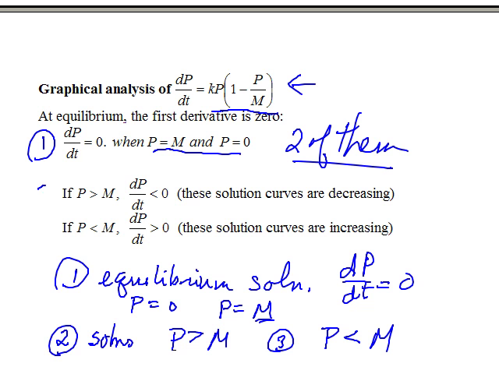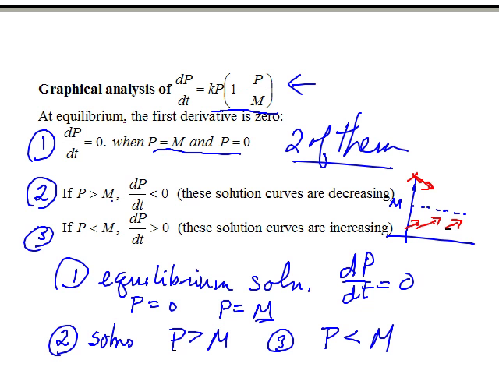Now we're going to say what happens if p is greater than m. Well, the first thing we do is look at the first derivative. The first derivative is negative. That means those solution curves would be decreasing. Now we're going to look at what happens when p is less than m. The first derivative is positive. Those solution curves are increasing. And here's what we have. If this is our equilibrium here, this is m, then if you start here, the first derivative says you're going to be decreasing. If you're out in this region, solution curves here are increasing. So we know that much about these solution curves.